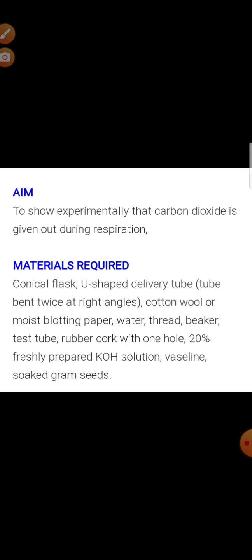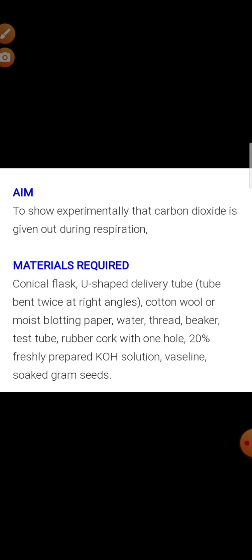So while starting a new experiment, please start it from a new page. Suppose you have already written any experiment and it has ended at a half page. You are not supposed to start another new experiment from that half page. Change the page, go to the next page and start a new experiment from a new page.